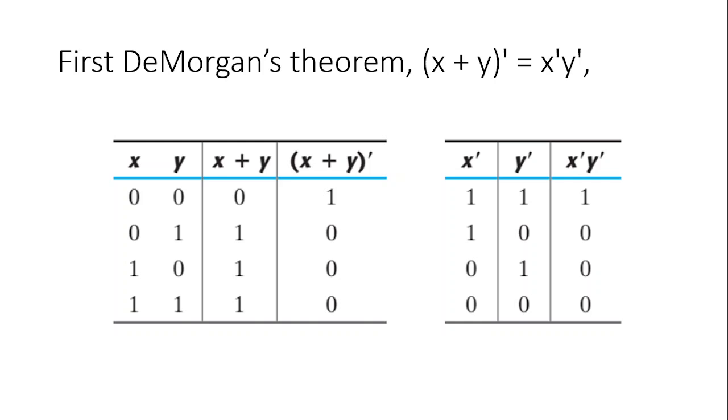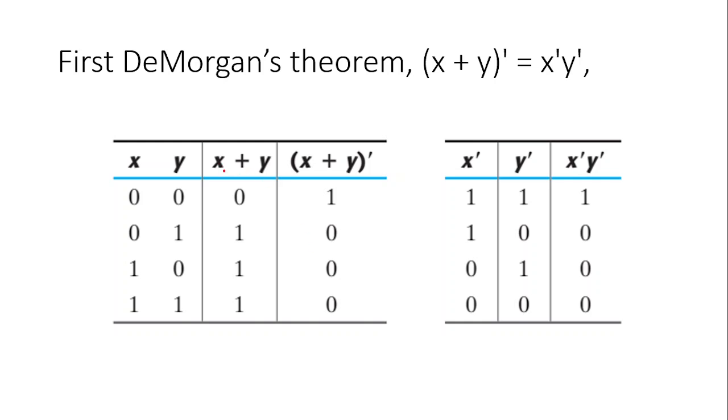Let's try to prove De Morgan's theorem. Again we are going to prove it using the truth table. Let's take two variables x and y, and they are binary numbers. So 2 to the power 2, we get 4 values. What are those 4 values? When x is 0, y is 0; x is 0, y is 1; x is 1, y is 0; both are 1. Start taking x plus y. So what is x plus y? 0 plus 0 is 0, 0 plus 1 is 1, 1 plus 0 is 1, 1 plus 1 is 1.